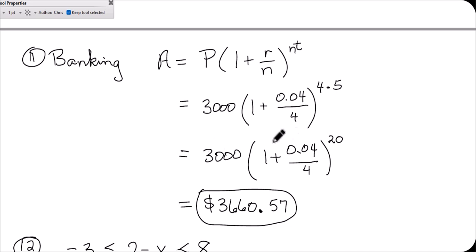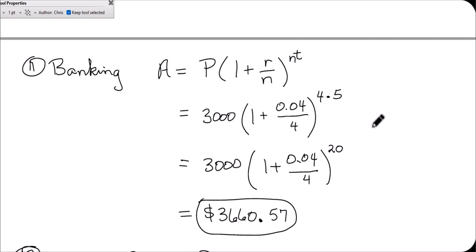All right, so we want to calculate this on our calculator. 4 times 5 is 20. And we did this in class. You calculate the fraction first, plus 1 second, raise it all to the 20th power, and then multiply by 3,000. And so you then round the answer to 2 decimal places because we're dealing with money.